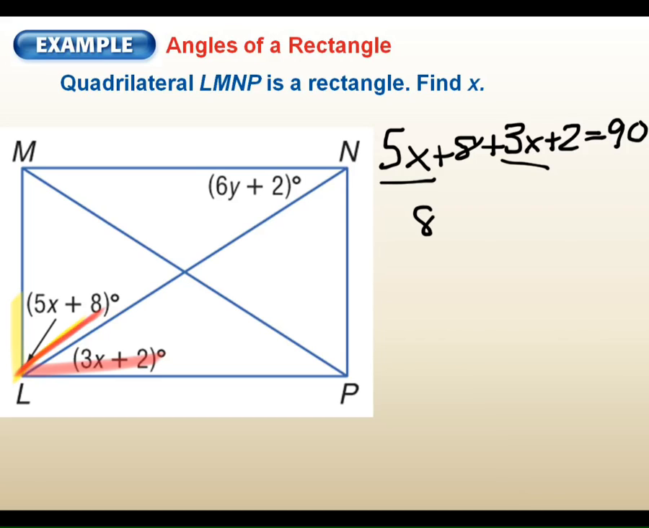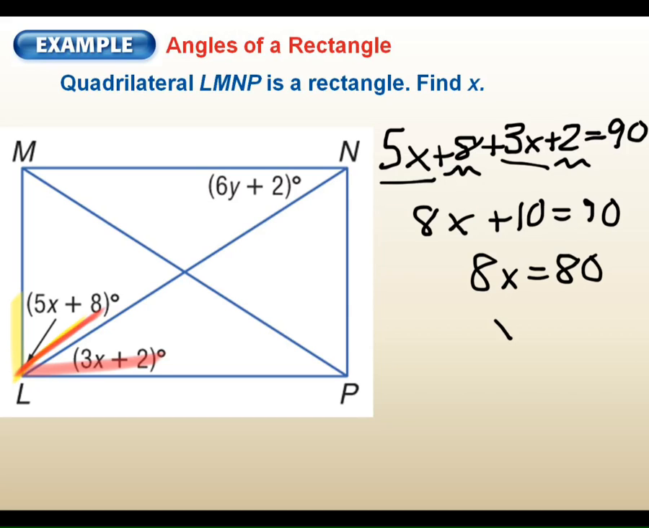Combine my like terms. Subtract 10 from both sides. Divide both sides by 8. So x would be 10 in this case. Then if I wanted to find out what each angle was, it didn't ask me to, but if I wanted to, I could plug in 10: 50 plus 8, this one is 58, 30 plus 2, this one is 32. Which means this one would have to be 32 also.